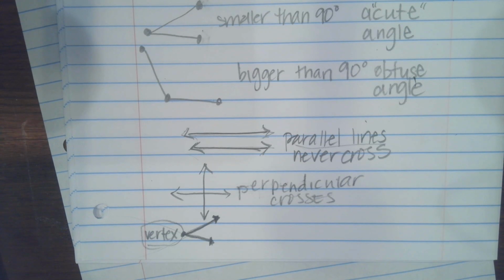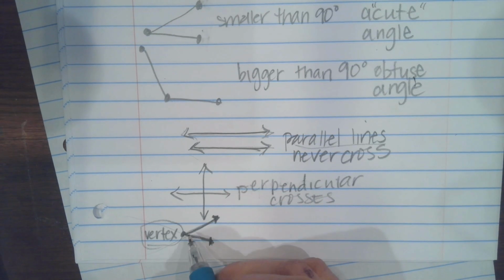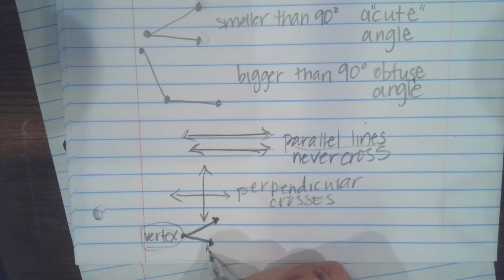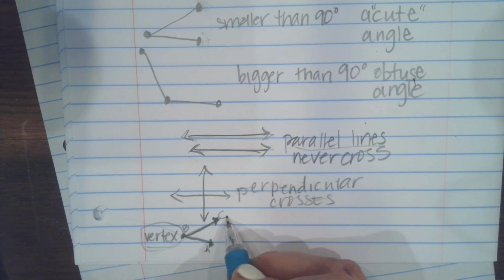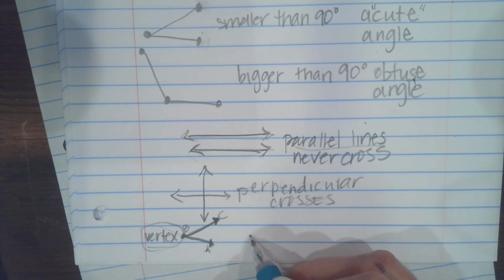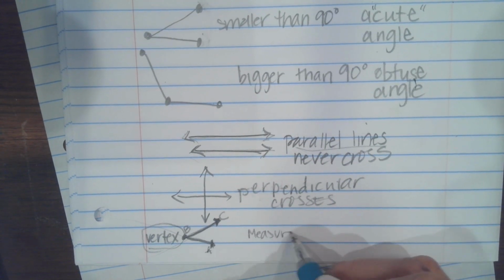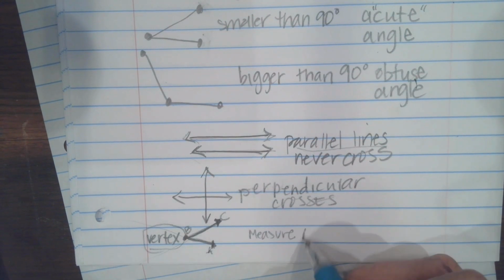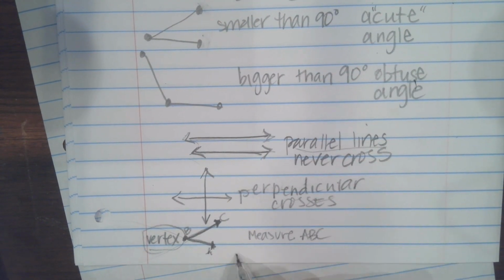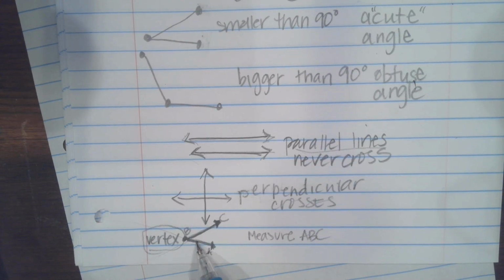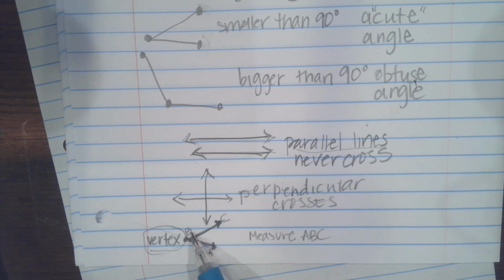So they will letter an arrow and say this is A, this is B, this is C. So they would say measure A, B, C. Or C, B, A. What that means is you're going to measure the angle where these three points, A, B, C, or CBA, meet. And that is when we use a protractor.